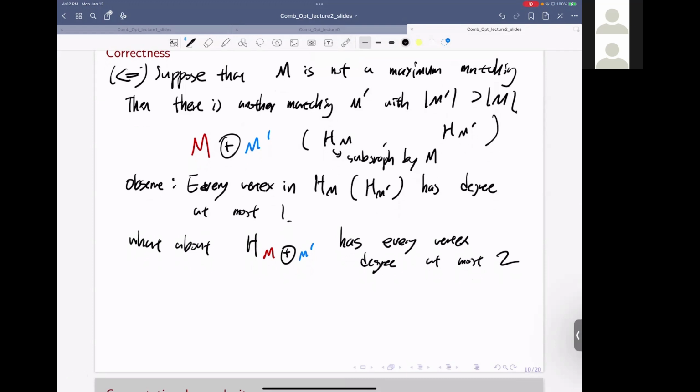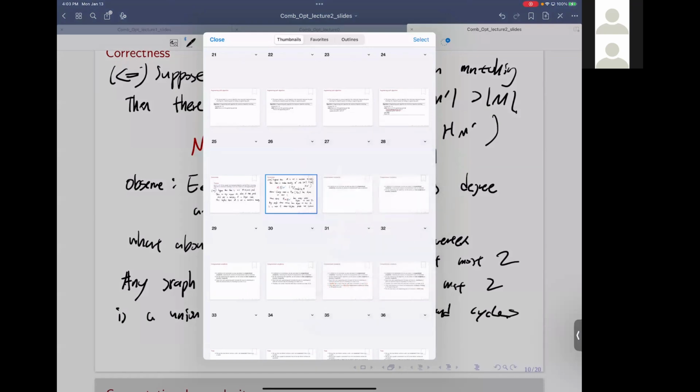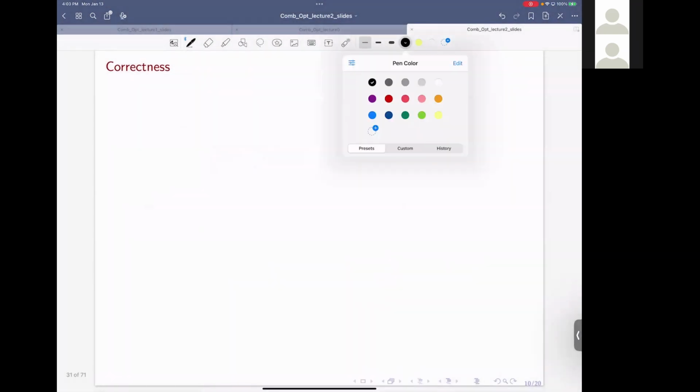Then what you can argue is the following. Any graph where every vertex has degree at most 2 is a union of paths and cycles. So any graph whose vertices have degree at most 2 is a union of vertex disjoint paths and cycles. Let me give you an example. So I have M prime.